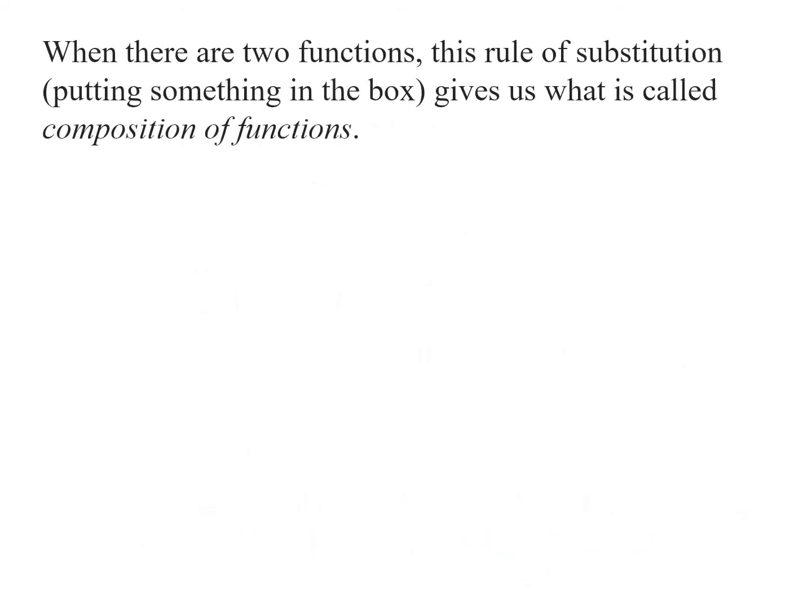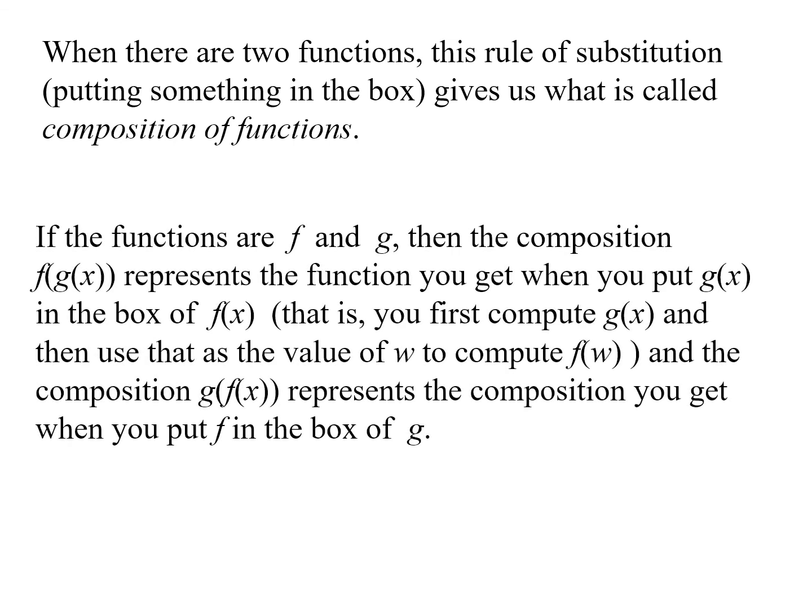When there are two functions, this rule of substitution, putting something in the box, gives us what is called composition of functions. If the functions are f and g, then the composition f(g(x)) represents the function you get when you put g of x in the box of f of x. That is, you first compute g of x and then use that as the value of w to compute f of w. And the composition g(f(x)) represents the composition that you get when you put f in the box of g.